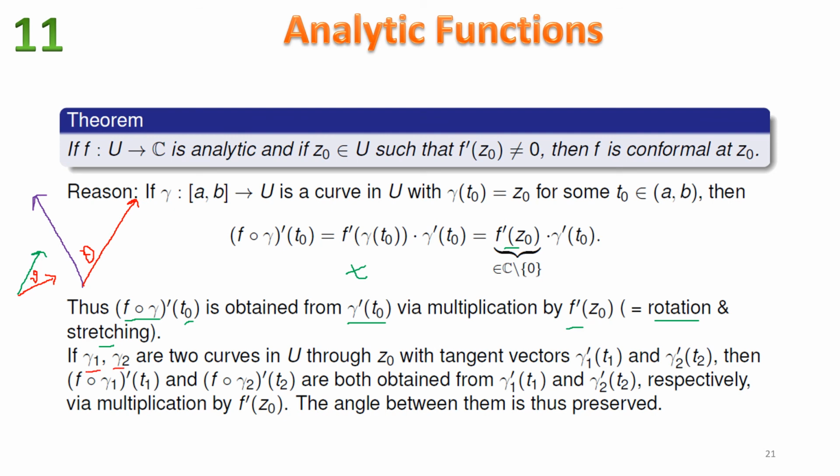Gamma 1 and gamma 2 are the two curves in set U through point z0 with tangent vectors gamma 1 dash and gamma 2 dash. Then f operated on gamma 1 and gamma 2 and their derivatives, both are obtained from gamma dash 1 and gamma dash 2 respectively via multiplication by f dash of z0, which is not 0. The angle between them is thus preserved. I have explained this to you.